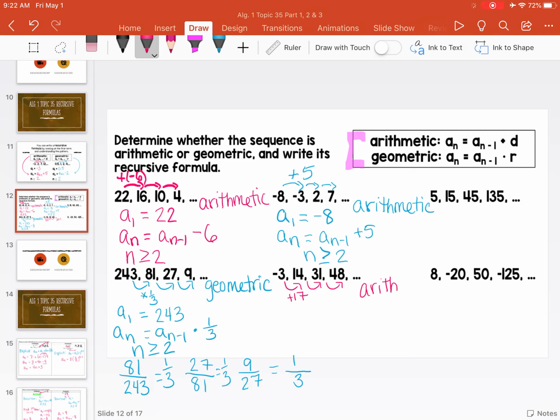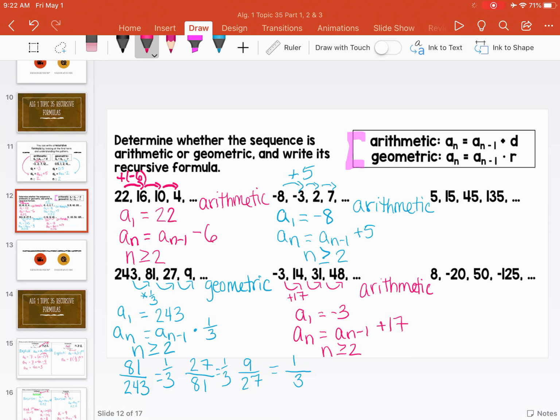So this sequence must be arithmetic because we have a common difference. My first term is -3. The term that I want is equal to the term right before it, plus 17. And this works for finding the second term and up.